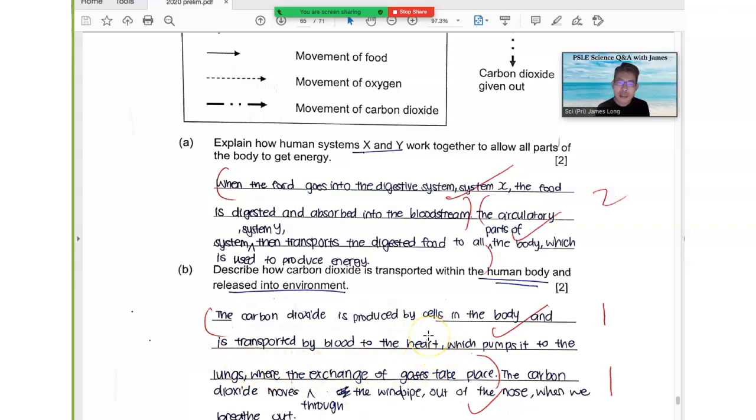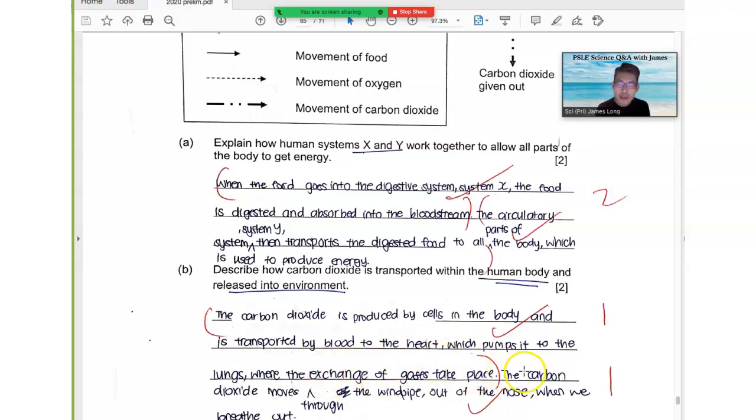It talks about how this carbon dioxide from all parts of the body gets to the lungs. Because the lungs are the next part, right? The lungs are part of the respiratory system. Now it goes to the heart first, which is a key part of your transport system, the circulatory system.